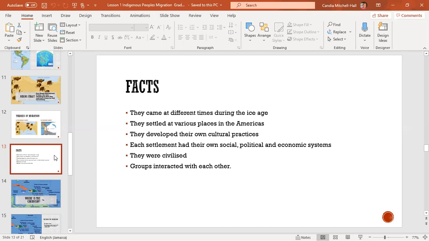And when we study the history, we are going to realize that some of the different groups actually interacted with each other. So those are some of the facts that we need to know. The first thing, they came at different times during the Ice Age. They settled at various places. They would have developed their own culture. Each settlement had their own social, political, and economic system. And some of the groups actually interacted with each other.